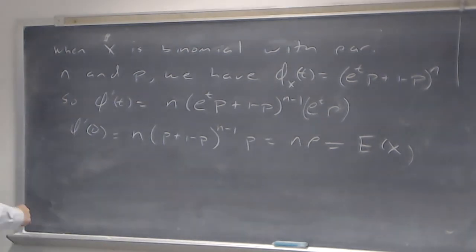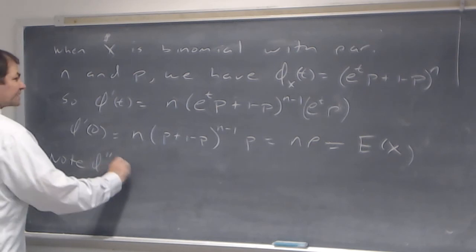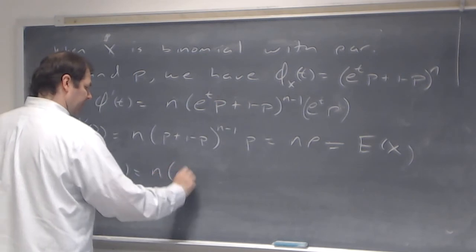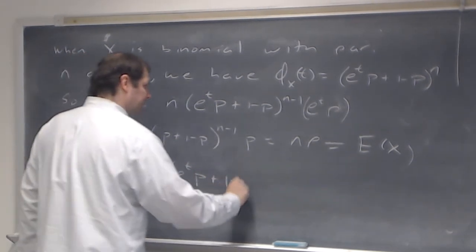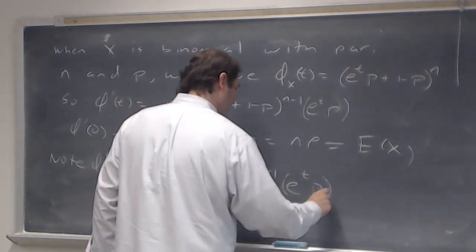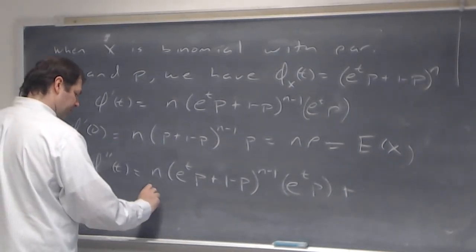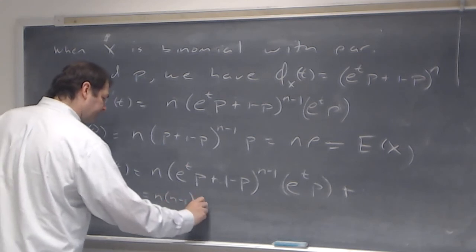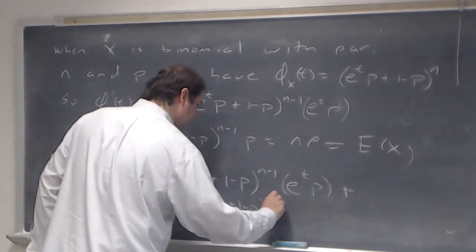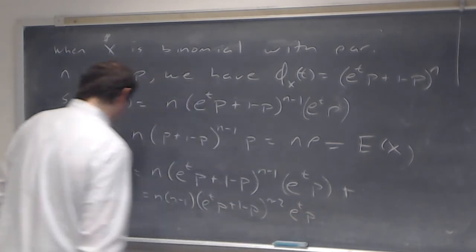And then, note the second derivative with respect to t. I'm looking here. This is going to be n, so I'm going to write down the first, e^t p, using the product rule, plus 1 - p to the n - 1. Now I take the derivative of this, which is e^t p itself, plus, here I take the derivative of this first part, which is n times n - 1, (e^t p + 1 - p) to the n - 2, and just write down the second, which is e^t p. That's what we have.